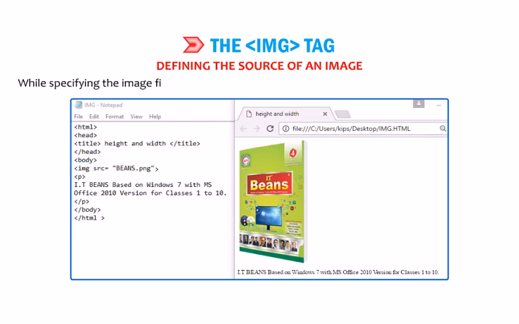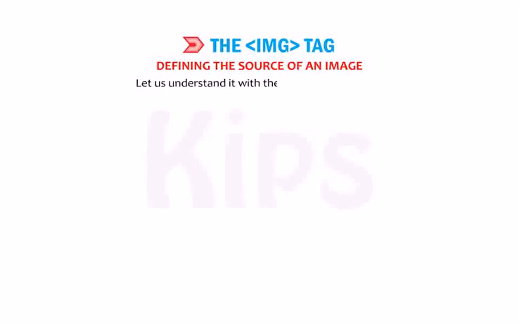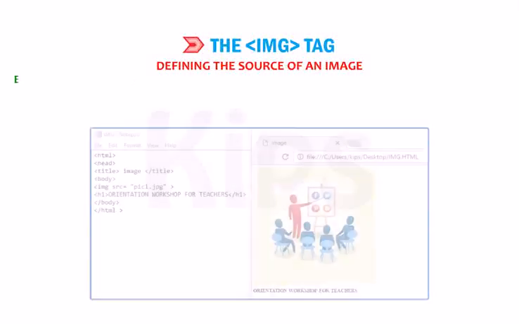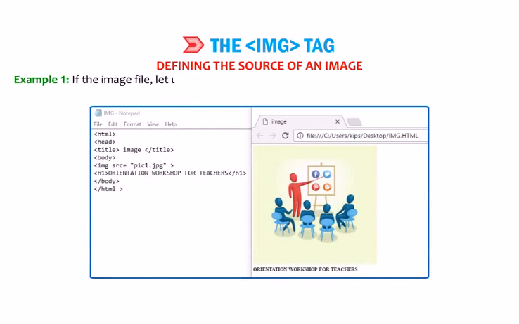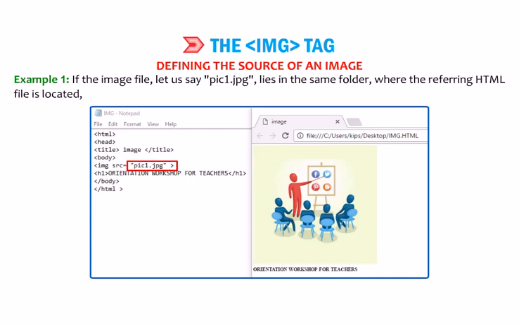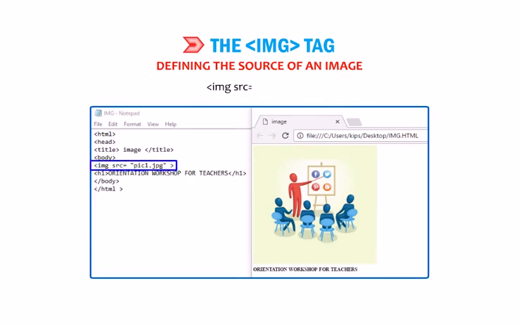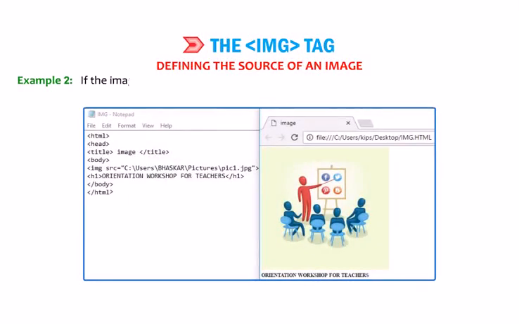While specifying the image file, one should be well aware of its location, that is, where the file exists. Let us understand it with the following examples. Example: if the image file, let us say pic1.jpg, lies in the same folder where the referring HTML file is located, then we can refer the image file by simply writing its name. Image src equals to pic1.jpg close.